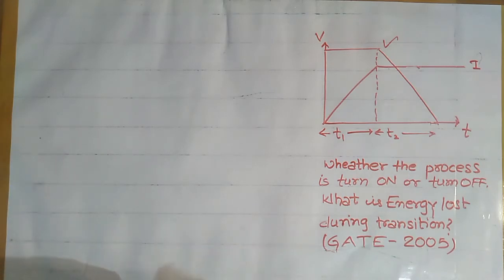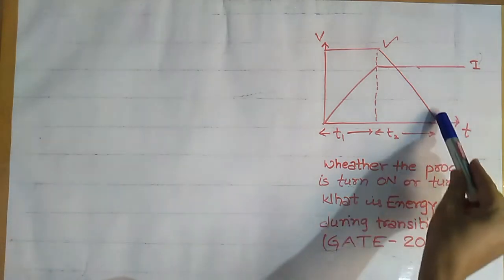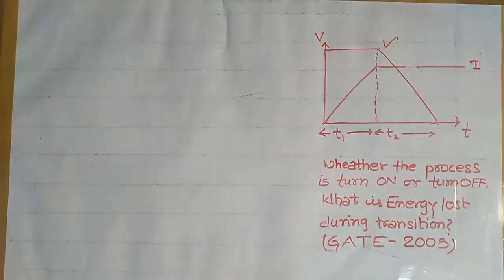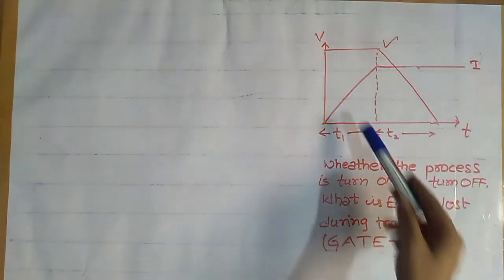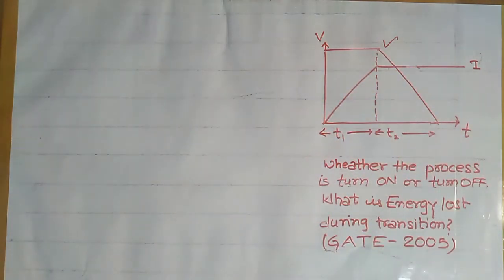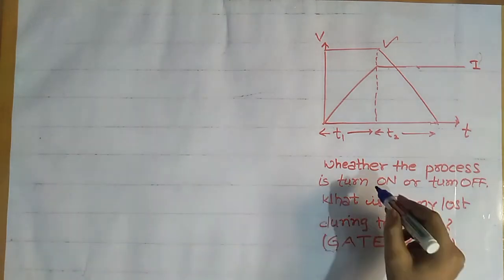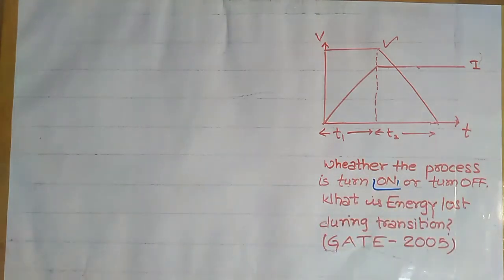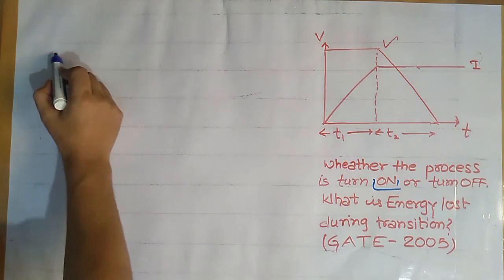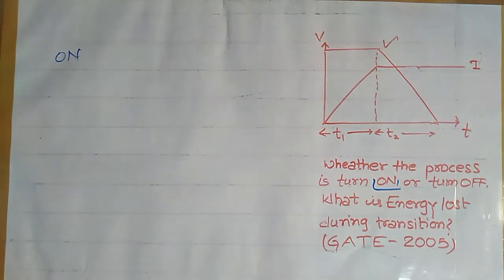We know that during turn on the voltage drop across a switch is nearly equal to 0 and current through the switch is maximum. So here we can see that after T2 the voltage has become 0 and the current has become I. That's why this process is turn on. So answer of first part of question is this is a turn on process. Now what is energy losses during turn on?